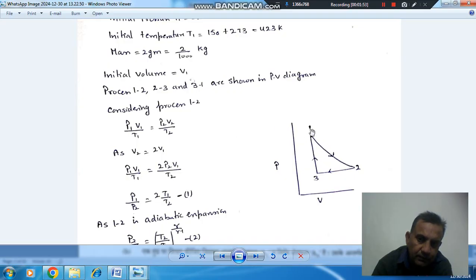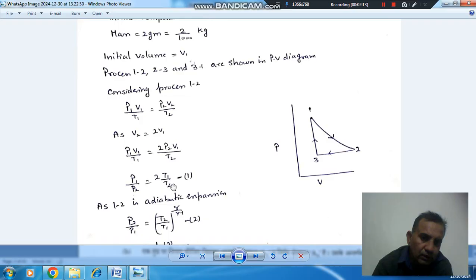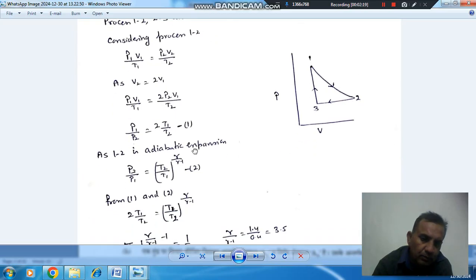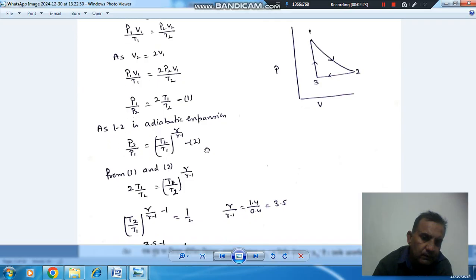Considering the first process and applying the state equation at 1 and 2, P1 V1 by T1 is equal to P2 V2 by T2. As it is given that volume doubles, V2 is 2 times V1. So we get P1 by P2 is equal to 2 T1 by T2. This is equation number 1. As this process is adiabatic expansion, P2 by P1 is equal to (T2 by T1) raised to gamma by gamma minus 1. This is equation number 2.